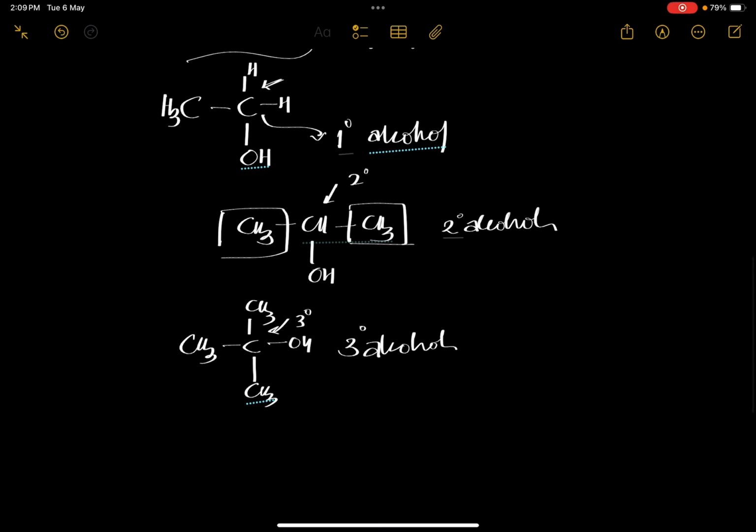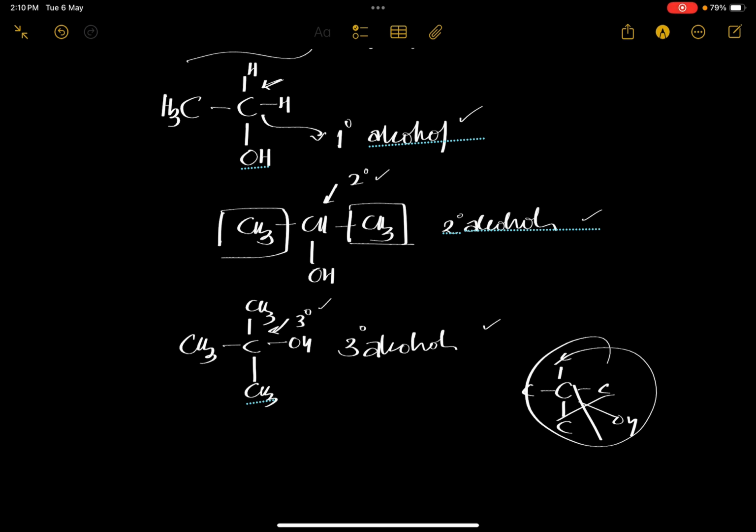Primary alcohol, secondary alcohol, tertiary alcohol, based on the nature of carbon. If it is primary carbon, primary alcohol. If it is secondary carbon, secondary alcohol. If it is tertiary carbon, tertiary alcohol. Neo alcohol won't be there, right? Because neo means already 4 bonds are attached to carbon, so OH cannot be attached here. It is against the valency of carbon, so not possible.